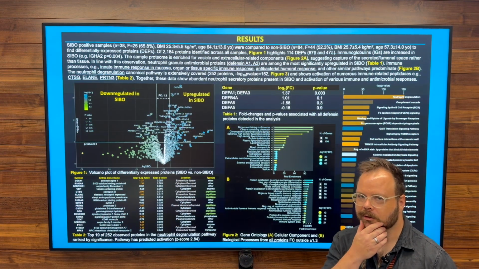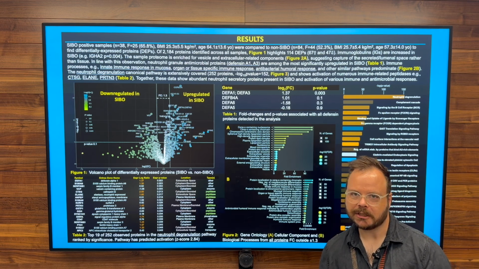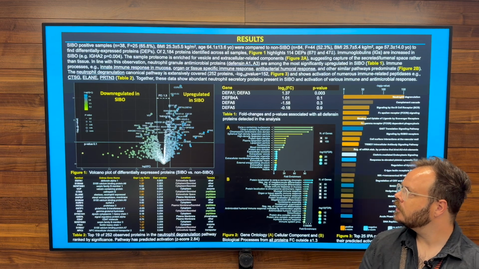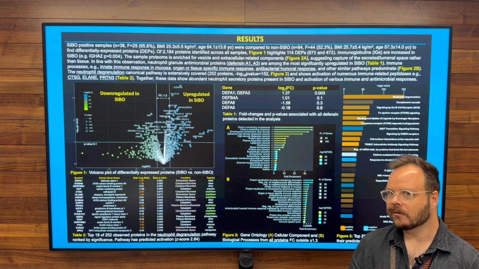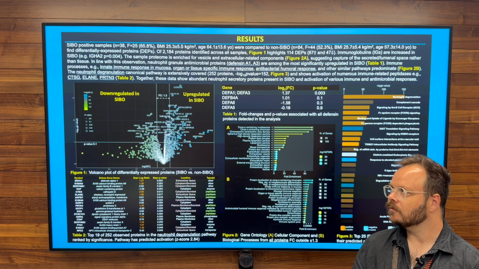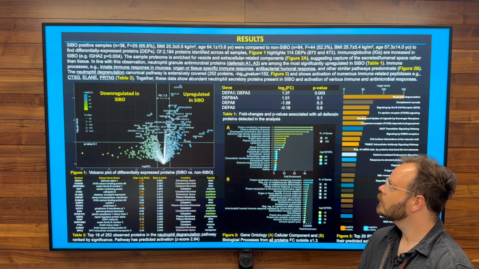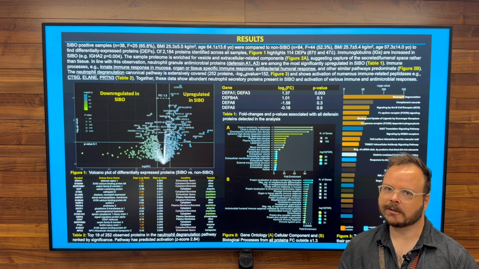So of the proteins we see many IgGs, which is something we might expect to see in SIBO, and we also see defensin A1 and defensin A3 are one of the most significantly upregulated proteins in SIBO, and this all matches with what you would expect to see in an immune response to infection.